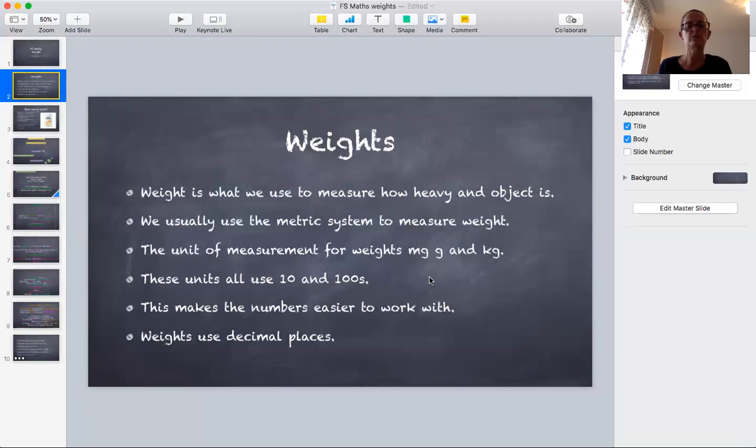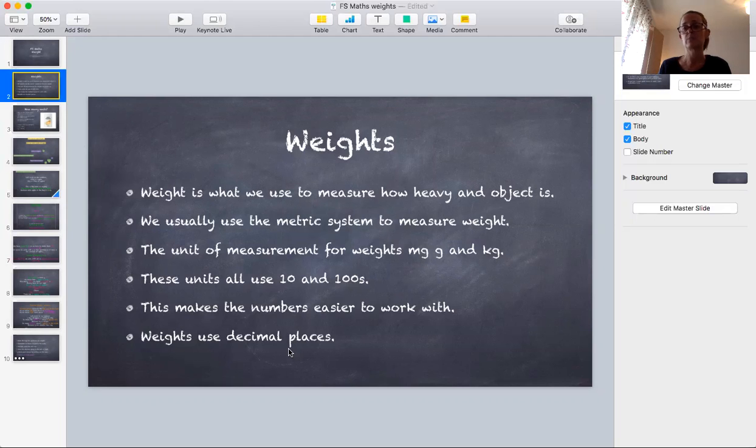The unit of measurement for weights is milligrams, grams, and kilograms. We are going to look at grams and kilograms today. These units all use tens and hundreds. This makes the numbers easier to work with because odd numbers like 7 and 5 and 9 are quite difficult to work with. Even numbers like 2, 4, 6, 8 are all very easy to work with because they're even. And zeros are even better to work with because we can kind of move them around.